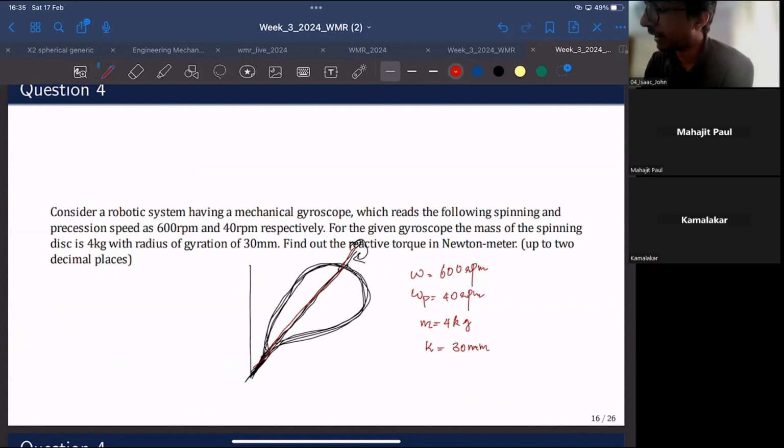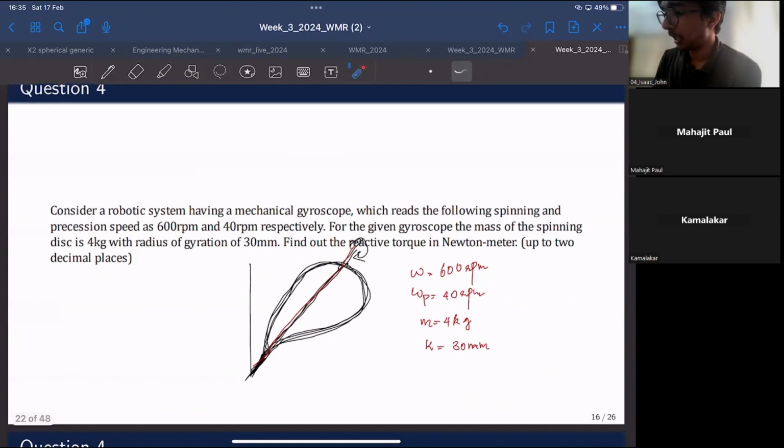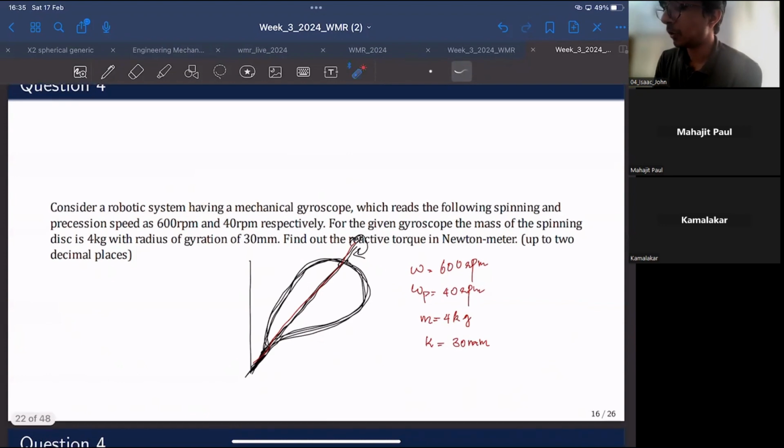So the question is to find out this reactive torque in Newton meters. Since we are only dealing with precessional motion, there is a simple formula. I suppose it is discussed in the lecture. This expression for the reactive torque, tau, is the moment of inertia of the top, I, multiplied by omega, the spinning speed, and the precessional angular velocity, omega p: I omega omega p.